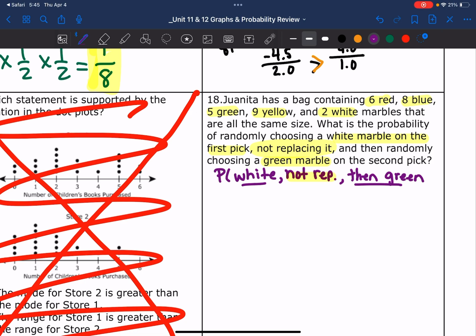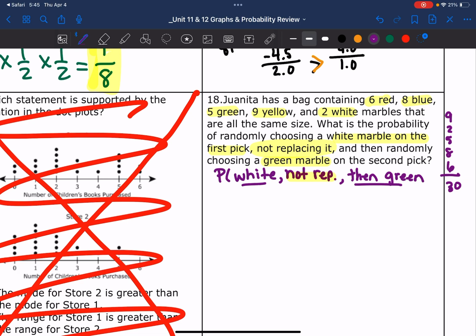So 9 plus 2 plus 5 plus 8 plus 6. 9 plus 2 is 11. 11 plus 5 is going to be 16, plus 8 is going to be 24, plus 6 is going to be 30. So there is a total of 30 marbles in that bag.